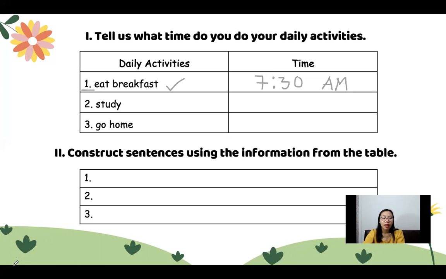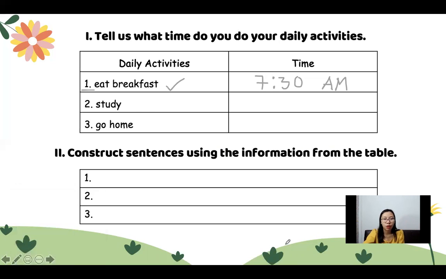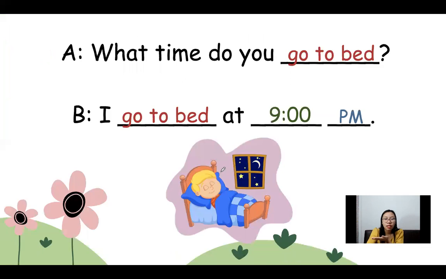Now, how do we write it in a sentence? So you just write the hours, okay? We write here the time. Study. What time do you study? You key the time. What time do you go home? You write the time. And then part 2. Construct sentences using the information from the table. Now you write a sentence using the sentences earlier. I go to bed at PM or AM.